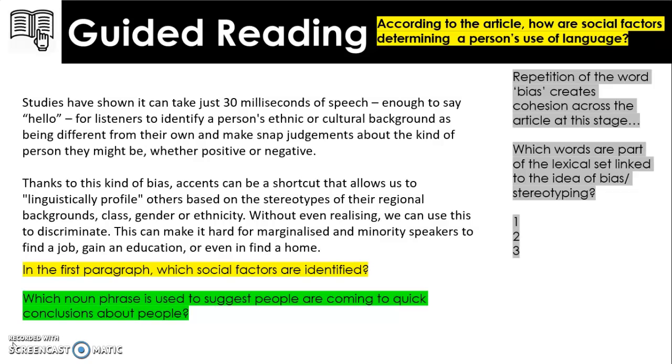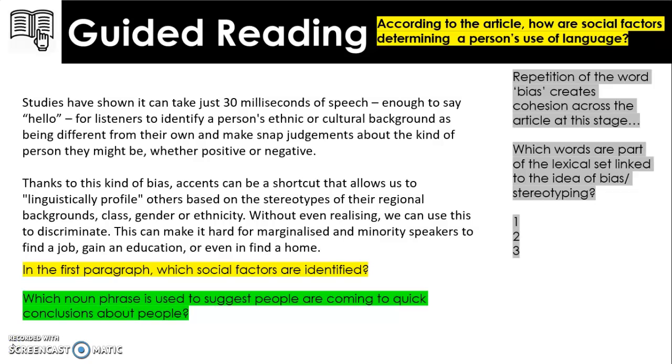Okay, so in the first paragraph, which social factors are identified? Which noun phrase is used to suggest some people are coming to quick conclusions about people? And then the repetition of the word bias is being used to create cohesion across this article at this stage. So which words are part of the lexical set linked to the negative aspect of bias and stereotyping? Okay, so just pause there and complete your answers.